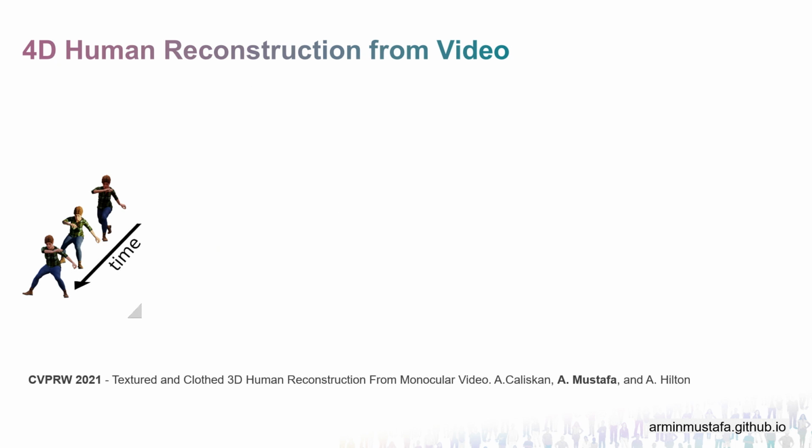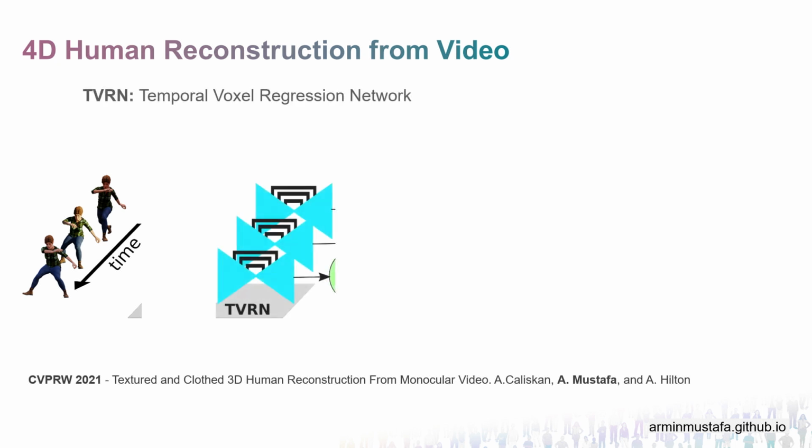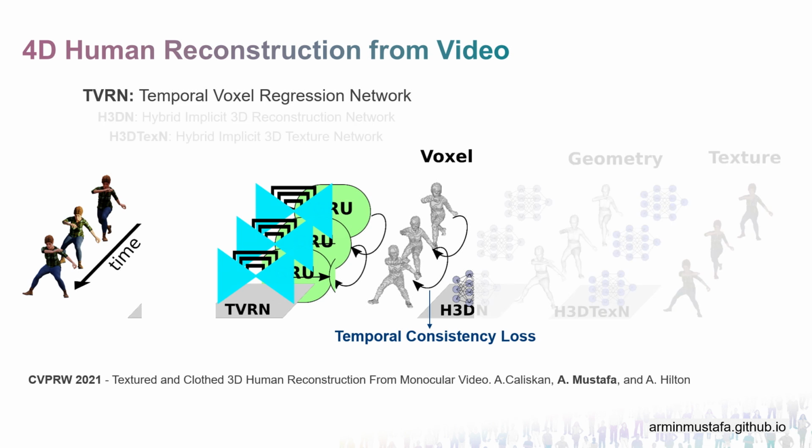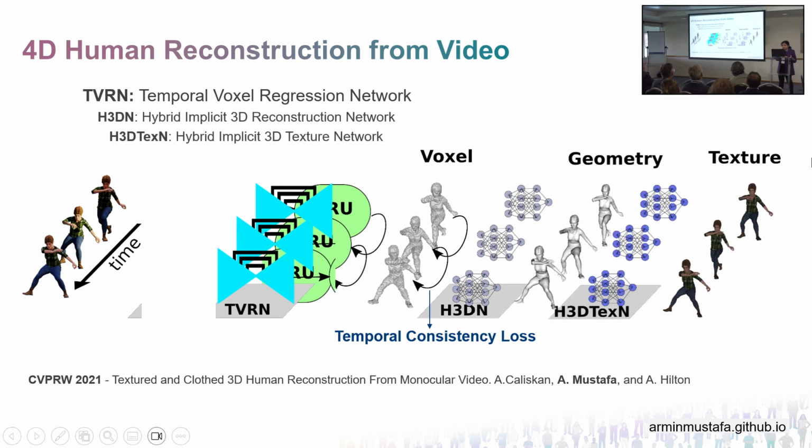Then this was the second method, where we input a video of a person and trained a voxel regression network including some temporal consistency loss, and generated not just the geometry but also the texture of the human. The geometry and textures were both conditioned on time, so you got a 4D model rather than just a 3D model of the person.